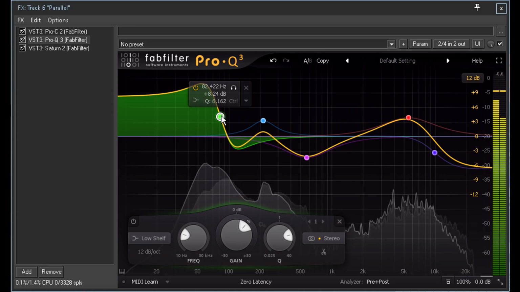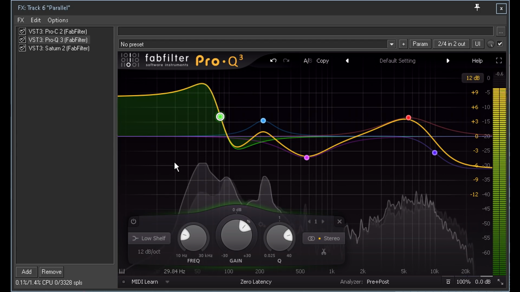So am I telling you to avoid using filters in parallel? Hell no. Some of my favourite mixing tricks rely on it.